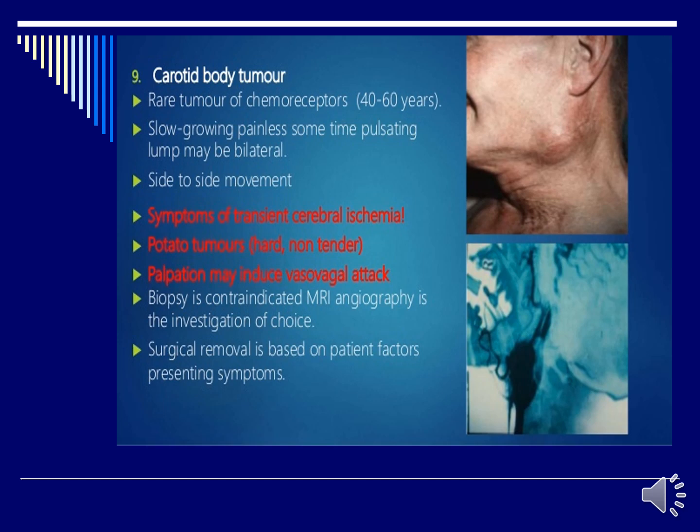Sometimes it causes symptoms of transient cerebral ischemia. It is called a potato tumor, hard and not tender. Palpation may cause a vasovagal attack because chemoreceptors are present in the carotid body tumor. Biopsy is contraindicated. Investigation of choice is MRI angiography, or MRA. Surgical treatment is based on the patient's presenting factors. It often needs an operation, and sometimes it is left because of the risk of the operation.